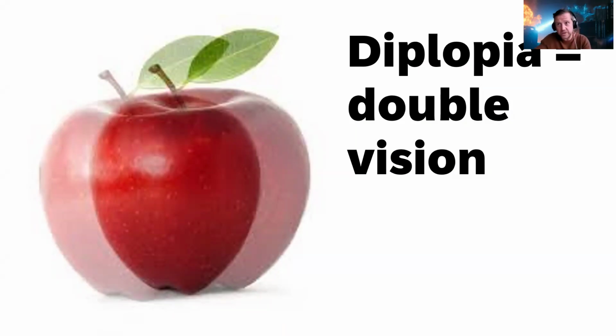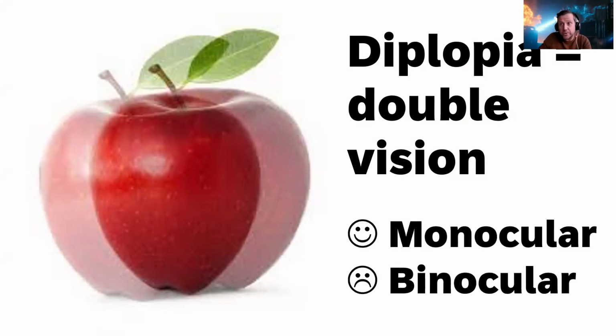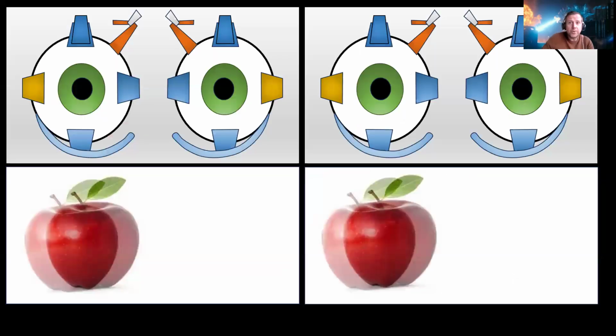There's an important distinction between two types of diplopia, namely monocular diplopia and binocular diplopia. The pathologies I will illustrate all cause binocular diplopia. What's the difference between the two? Well, let's take a look at these two patients. So both patients have diplopia. So they look at an apple and they see two apples.